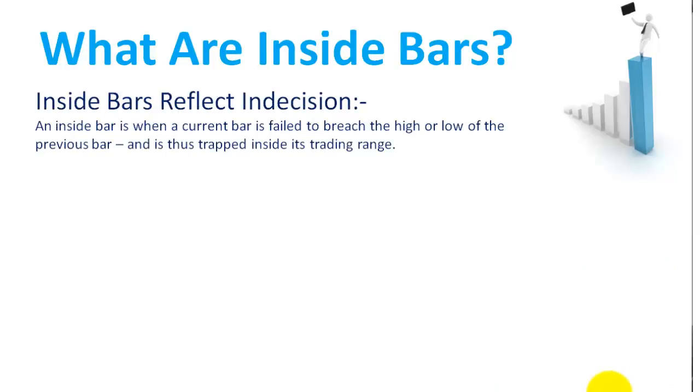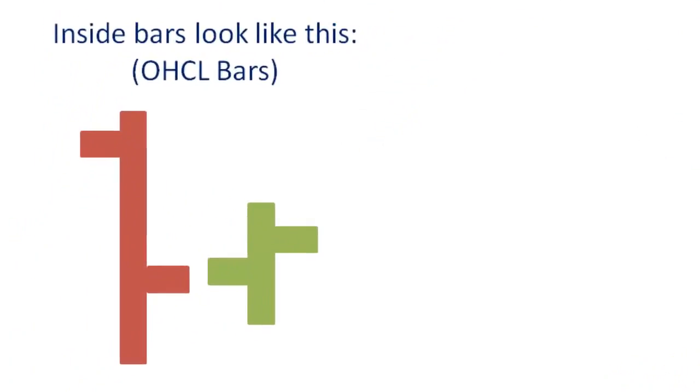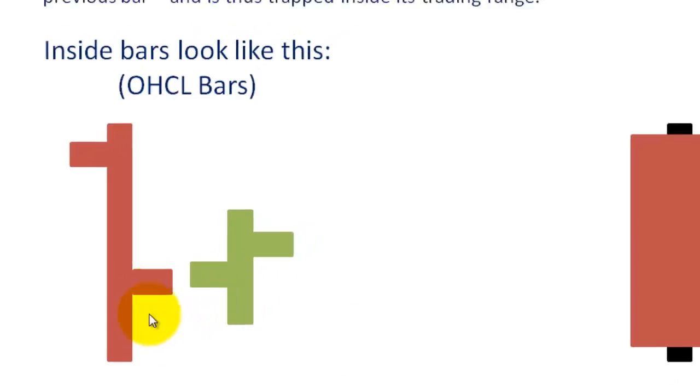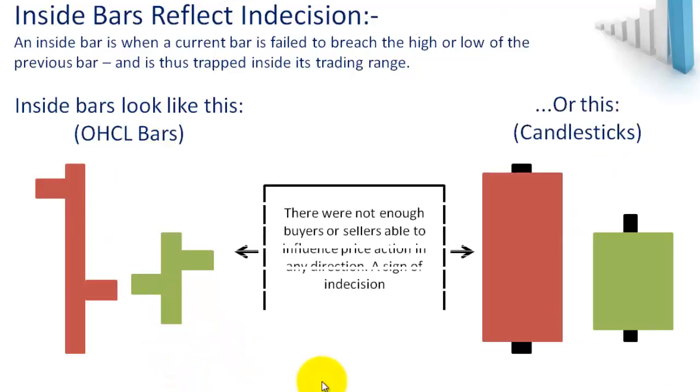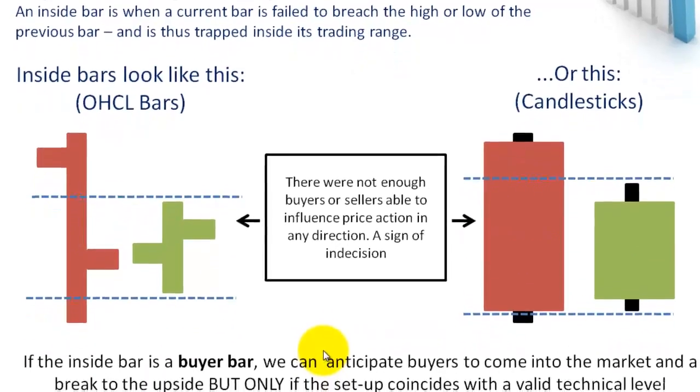It is basically when buyers and sellers have failed to take out the previous day's range, or high and low, and on an open high low close chart it will look like something like this, where we have the engulfing seller bar followed by the buyer bar. It doesn't matter about color, by the way, it just happens to be this way round, a seller bar followed by a buyer bar, and essentially the buyer bar has failed to take out the previous day's range, as we can see here.